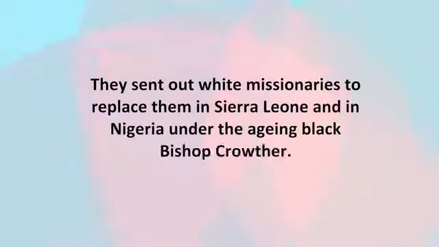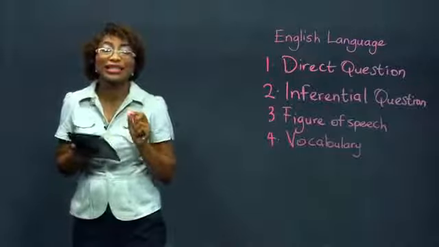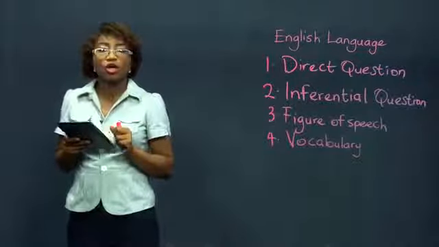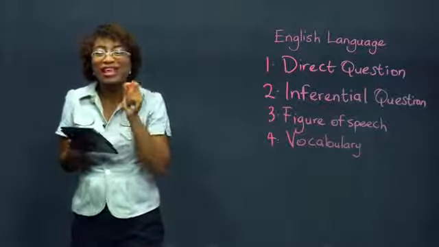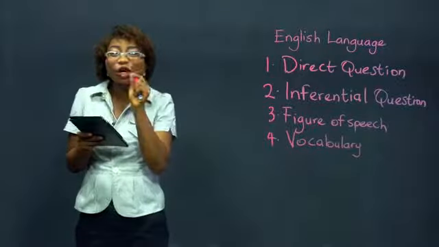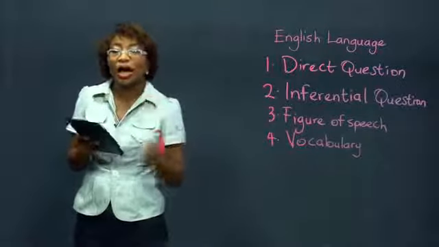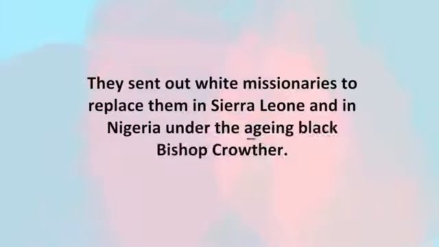"They sent out white missionaries to replace them in Sierra Leone and in Nigeria under the aging black Bishop Crowther." Now, in this sentence, the word that is underlined is aging. So what we are supposed to do is look for a word that has the same or a close meaning to aging and put that word in that sentence.